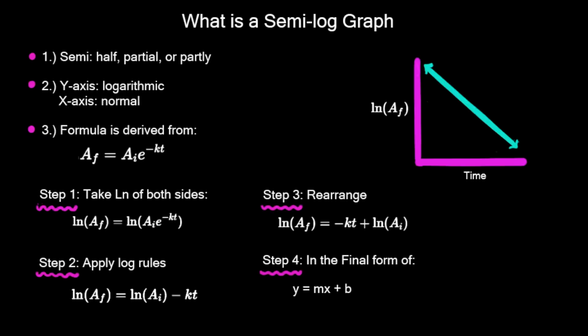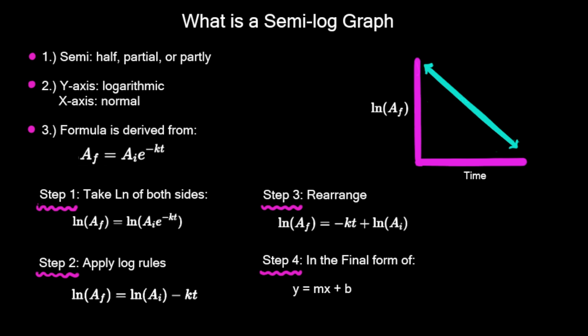On this slide, we're going to learn about semi-log plots or graphs. The word semi means half, partial, or partly. In a semi-log graph, only one axis is on a logarithmic scale, usually the y-axis, while the x-axis stays normal and linear. Semi-log graphs come from taking the natural log, ln, of both sides of the exponential decay equation. The exponential decay equation is AF is equal to AI times e to the power of negative kt.